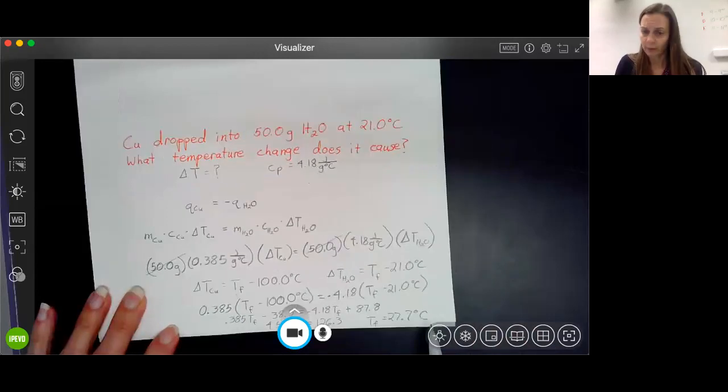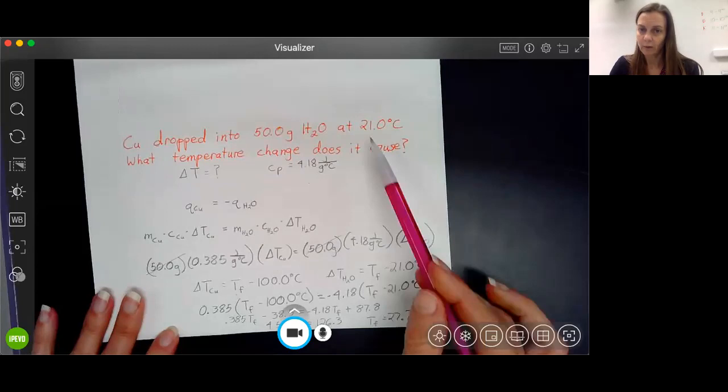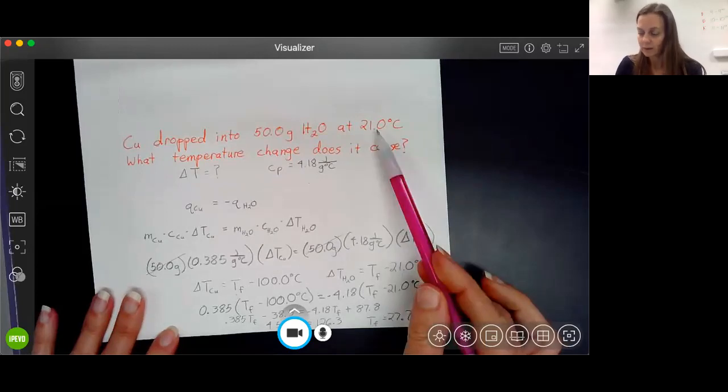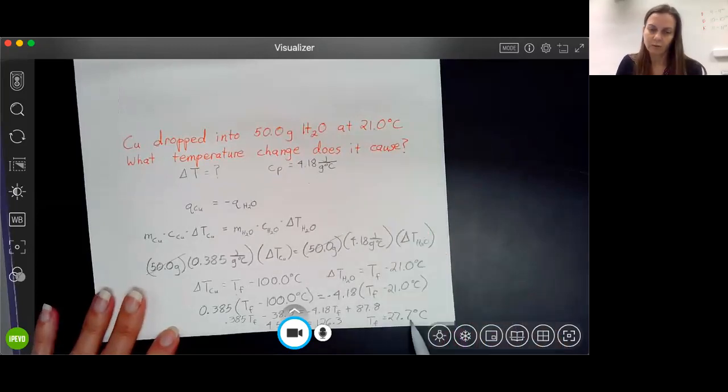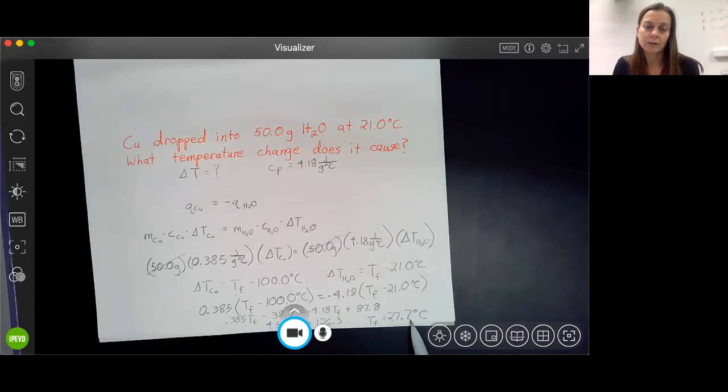Celsius. And so we know that the temperature change of the water is 27.7 minus 21, which is 6.7 degrees Celsius. And we know that the temperature change of the copper is 27.7 minus 100, so it's negative 72.3 degrees Celsius. So that's how we would find temperature change.